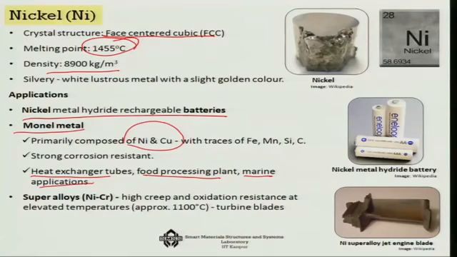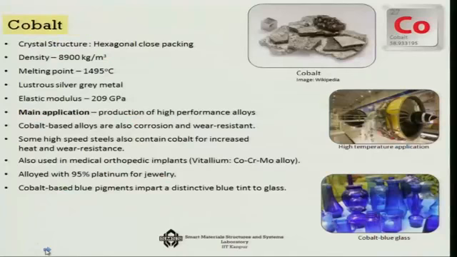Of course, the other use of nickel is in super alloys. Super alloys are something which is used in jet engine blades, and for that you need a high creep and oxidation resistance at a high temperature like 1100 degree centigrade, and there nickel chromium alloys work in a fantastic manner. So, these are the super alloys where nickel is basically used.